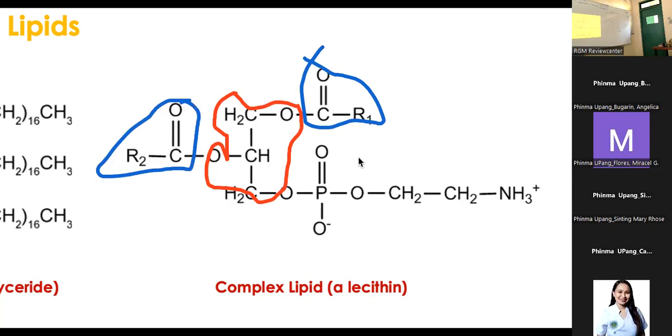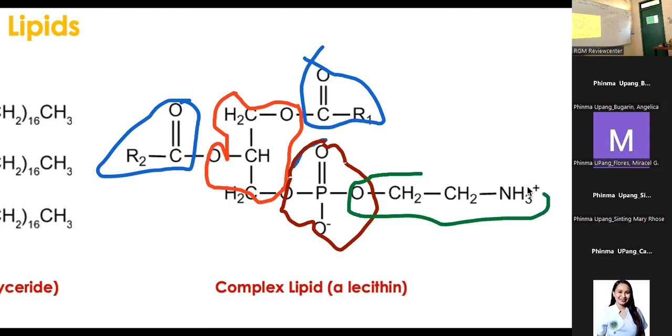Ayan. And then, meron kang phosphate. Ayan, palitan natin yung color. Ayan, meron kang phosphate. Sana makita yung difference. Ayan, so it's yung phosphate group, okay? And then there is another alcohol over here. Kita ba yung green? Ayan, so ito yung alcohol. This is your ethanol amine. Okay? Yeah, so this is an example. This is your lecithin. All right? Yeah, so that is an example of a complex lipid. All right?